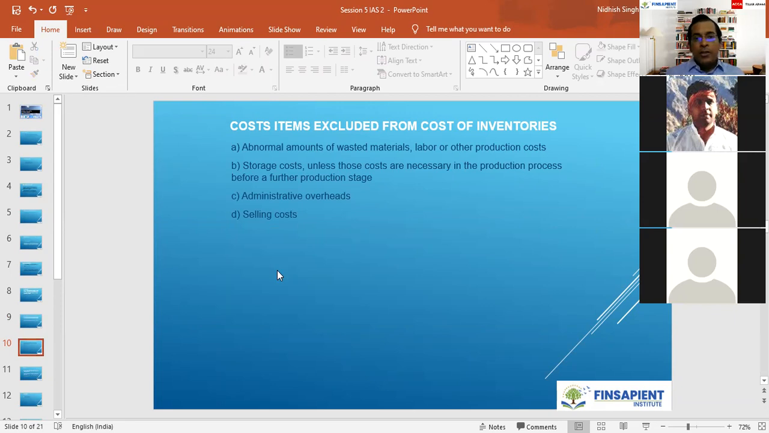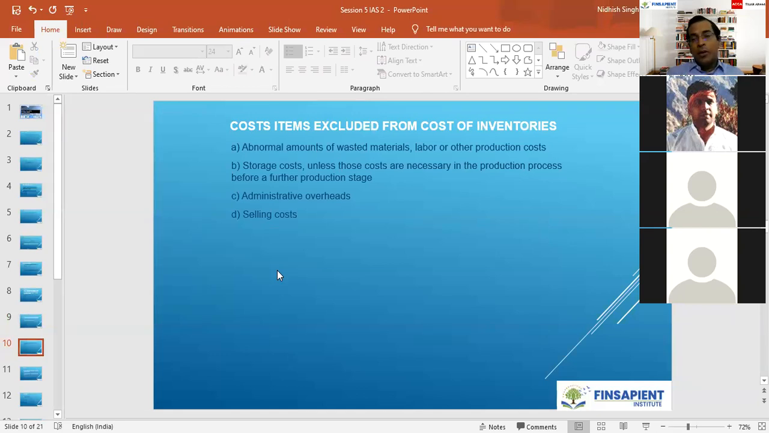Cost items excluded from the cost of inventories: wasted material, labor, and other production cost. Storage costs, unless those are necessary in the production process, so hardly any. All the storage costs are unnecessary. Administrative overheads, selling cost, why are they not included?